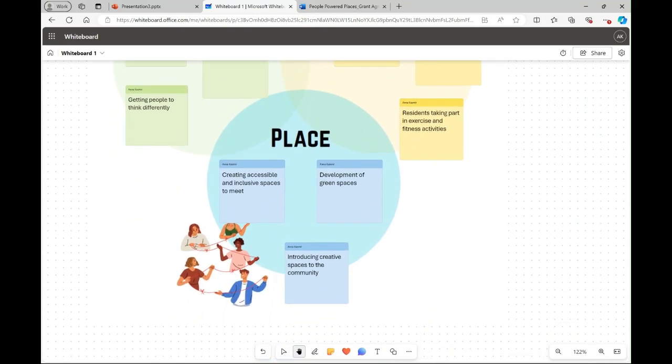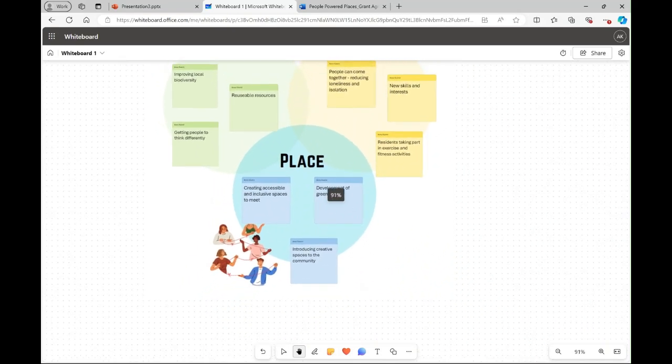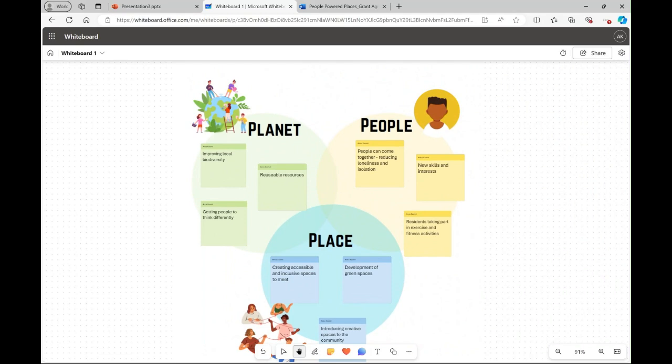When thinking about place or neighbourhood shaping your local community, we were thinking about creating accessible and inclusive spaces to meet or creating new spaces such as creative spaces. And we also were talking about the development of green spaces, for example, in the community. So they really help shape the local character of a place. So when you're thinking about measuring your impact, it might be useful to think about it through these three lenses: planet, people, and place.